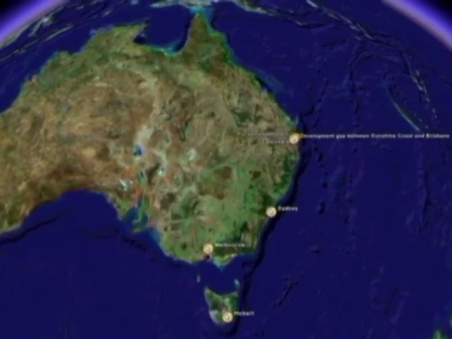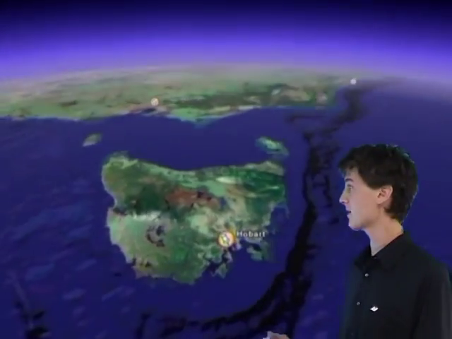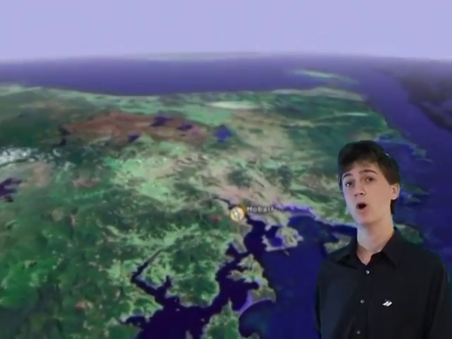Local, state and federal governments are all currently debating what to do with the 1,500 people coming into southeast Queensland every week. People are coming in from the south of Australia, from Hobart, from Melbourne and from Sydney up to Queensland.